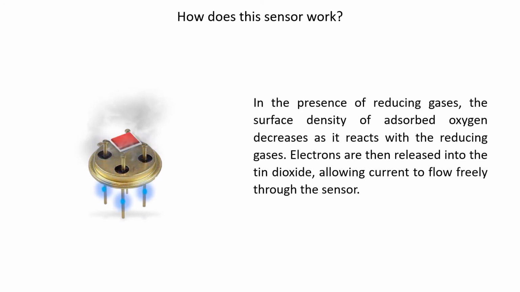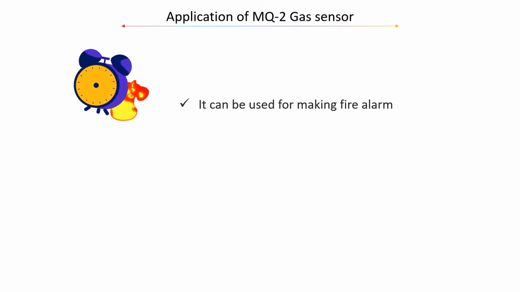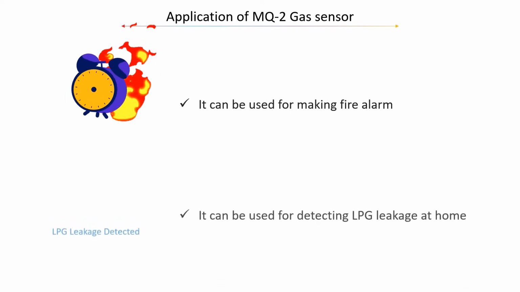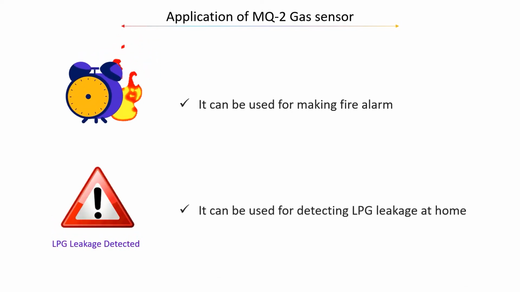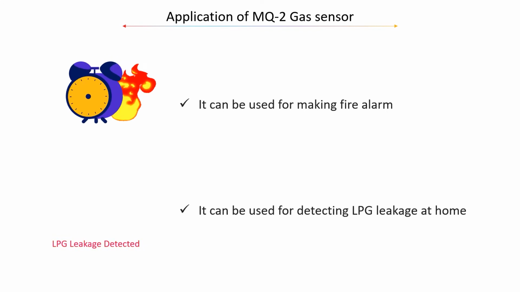In the presence of reducing gases, the surface density of absorbed oxygen decreases as it reacts with the reducing gases. Electrons are then released into the tin dioxide, allowing current to flow freely through the sensor. Application of this sensor: this sensor can be used for making a fire alarm. This sensor can also be used for detecting an LPG leakage at home.